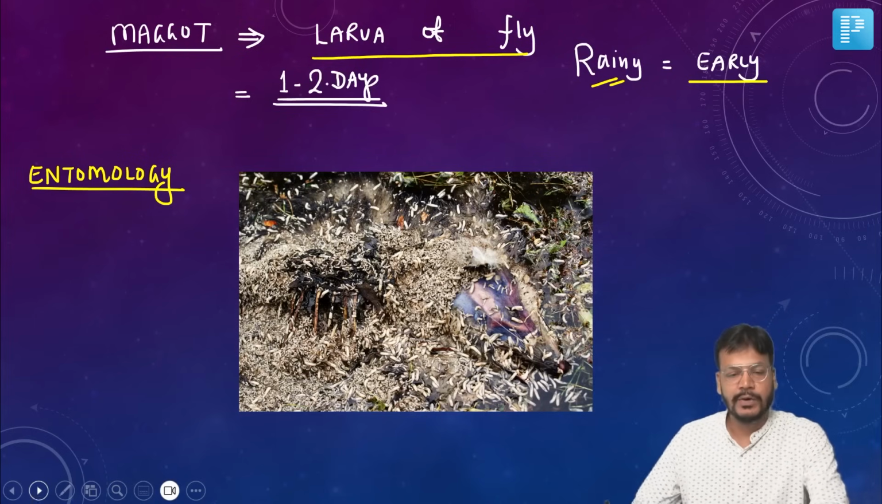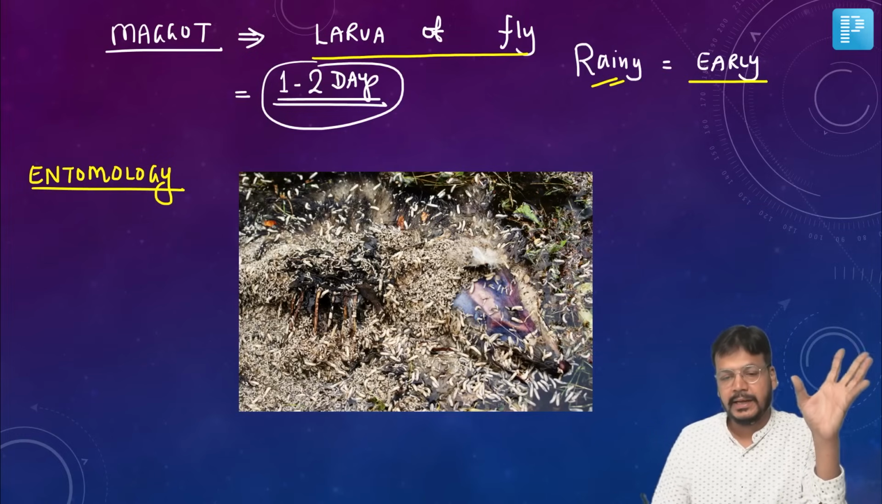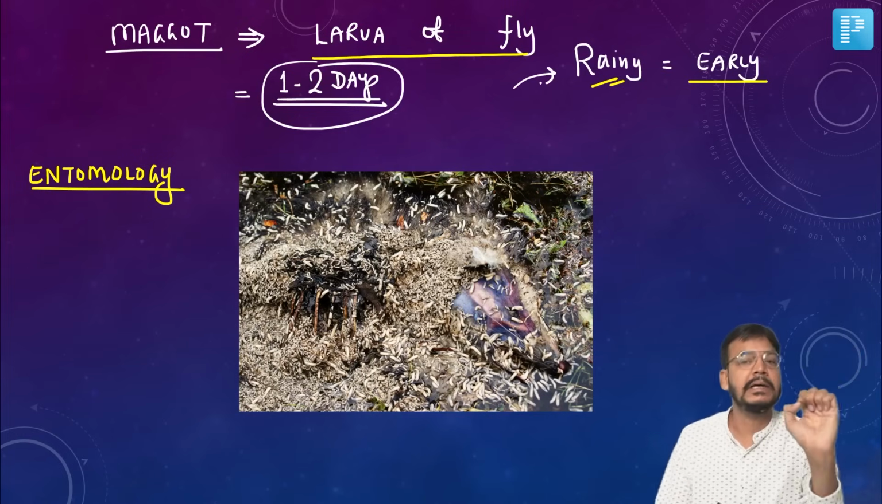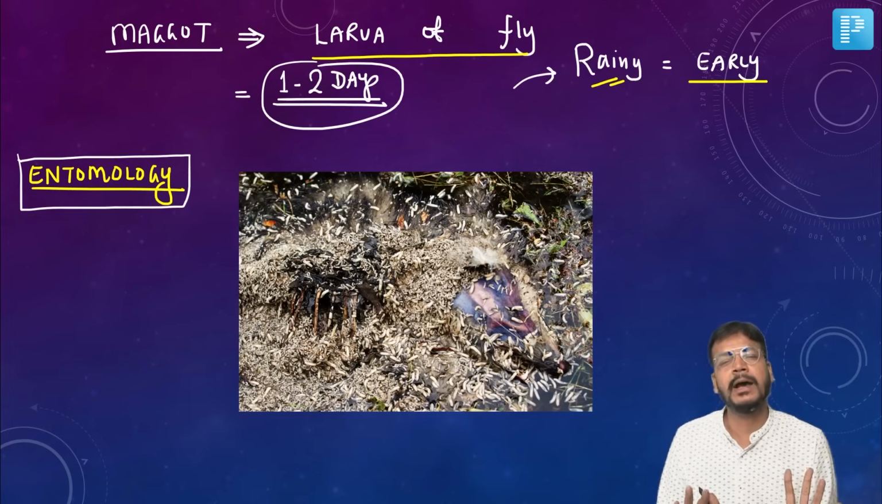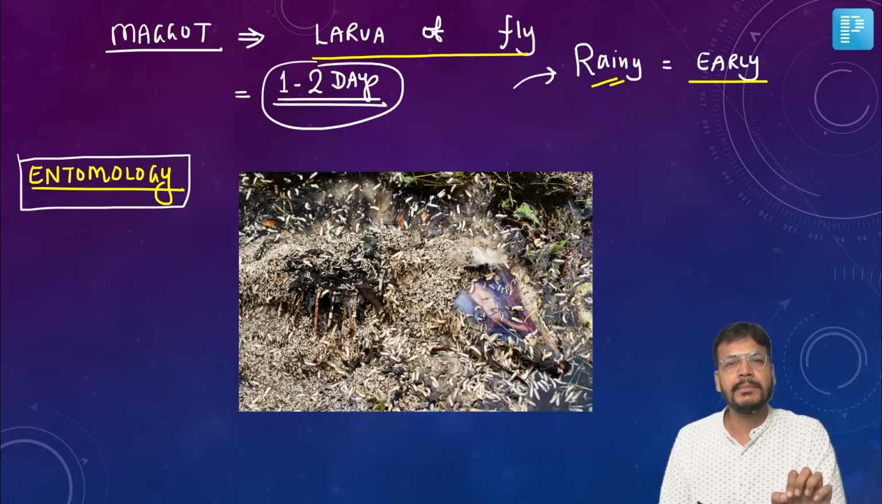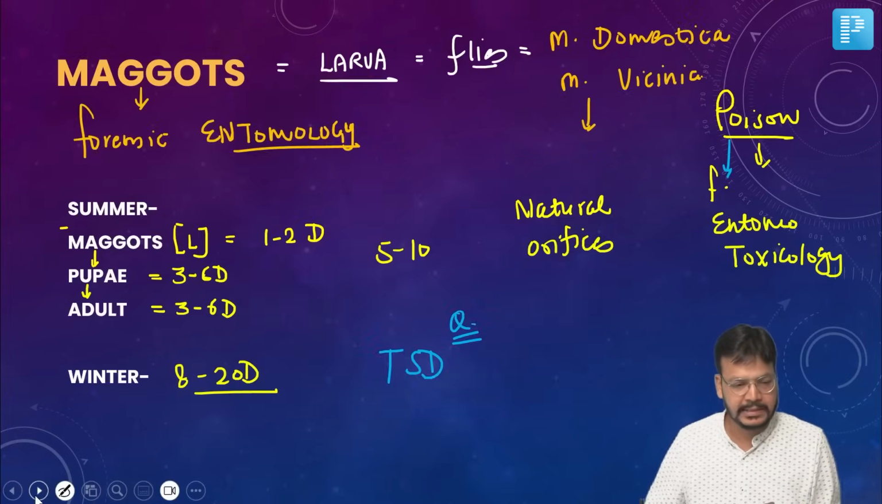Maggots are larvae of the fly, sir. These are seen after 1 to 2 days. In rainy season, it comes early, and the study of maggots is known as entomology. Only 2 words आपको यहाँ से pick करना. Maggots को बनने में कितना time लगता है? 1 to 2 days, and in rainy season it is early. Study of maggot is entomology.